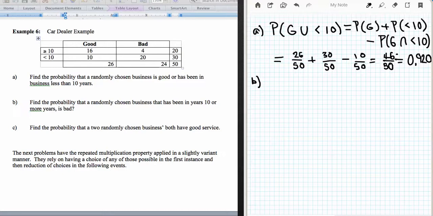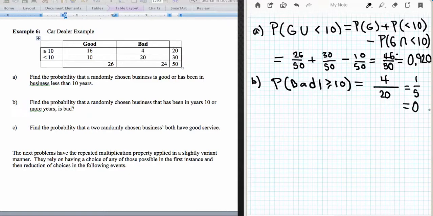Find the probability that a randomly chosen business that has been in service 10 years or more is bad. Okay, well, I'm saying that I'm only choosing from those that have greater than or equal to 10 years of service. And I want to know the bad ones given that. So this is a conditional probability. So I'm choosing from those that have 10 or more years of service. There are only 20 that have 10 or more years of service, and the ones that are bad and 10 or more years of service, there are 4, the box of overlap. And so this gives me a 1 out of 5 chance. That is a common fraction, so that usually would be a perfectly acceptable answer. And then there's our decimal representation.